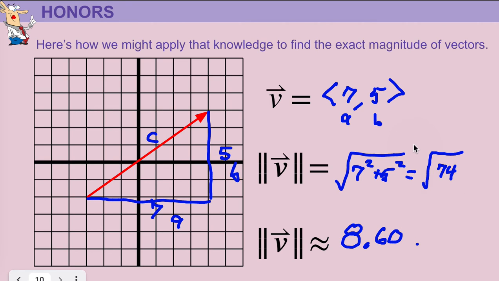So what I've demonstrated here is if this value comes out as a decimal, then we have an approximation. We just round it to the nearest hundredth. And then this part right here is the exact. So we leave it with the square root intact.